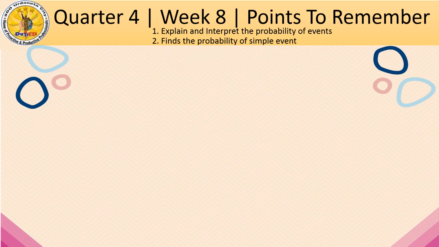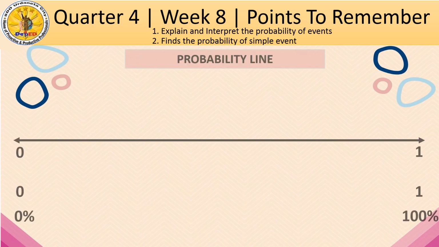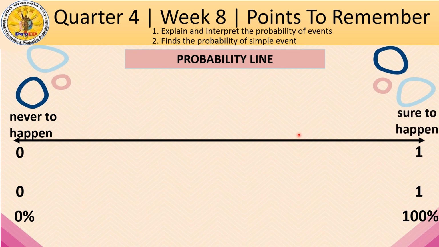To further understand the definition of probability, let's have the probability line. The probability line is between 0 to 1, since based on the definition, the probability of an event is only from 0 to 1. If an event is never to happen, its probability is 0. Or if it's impossible to happen, its probability is 0. But if an event is sure to happen, its probability is 1.